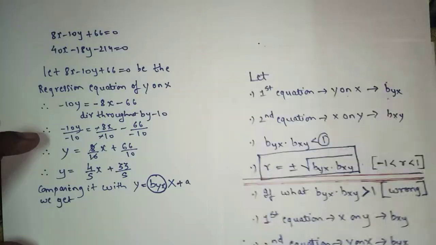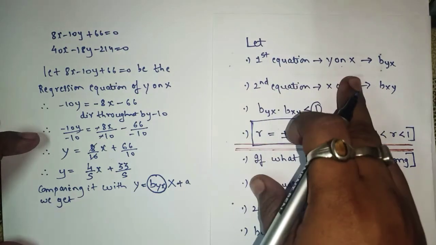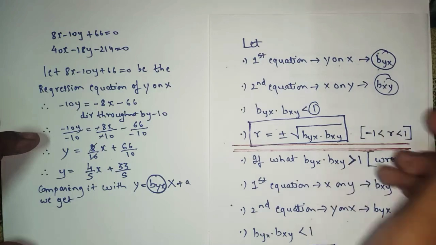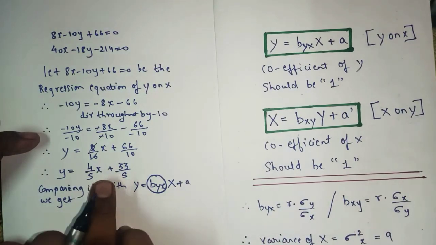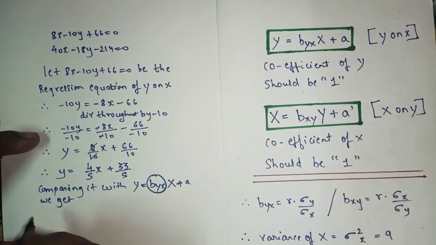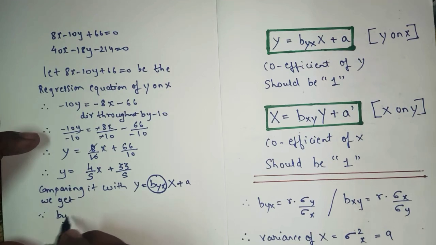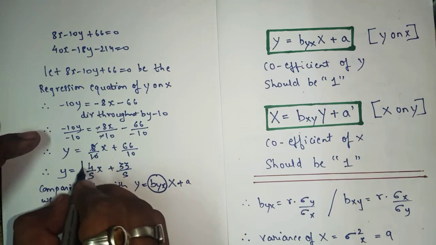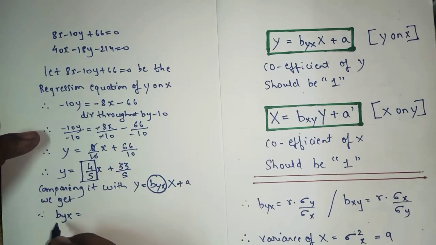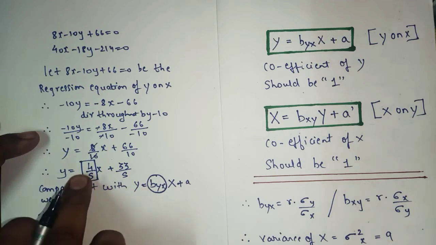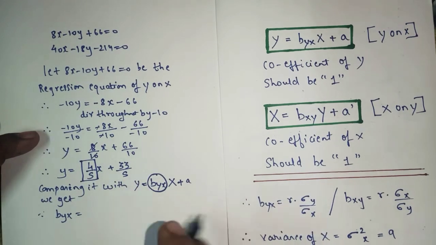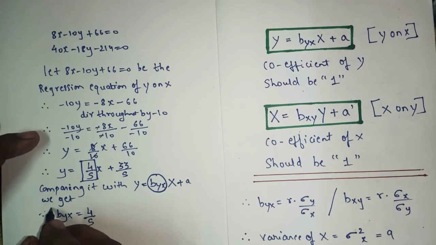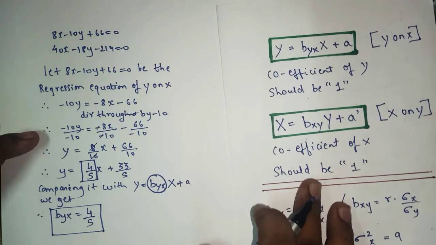byx. As I told, when you consider the first equation as y on x, you will get byx, and in the second equation you will get bxy when you compare the equation. So here clearly we can see that byx is the coefficient of x. So here the coefficient of x is what? 4 upon 5. So when you compare this particular equation, the value of byx will be 4 upon 5. So here we got byx.